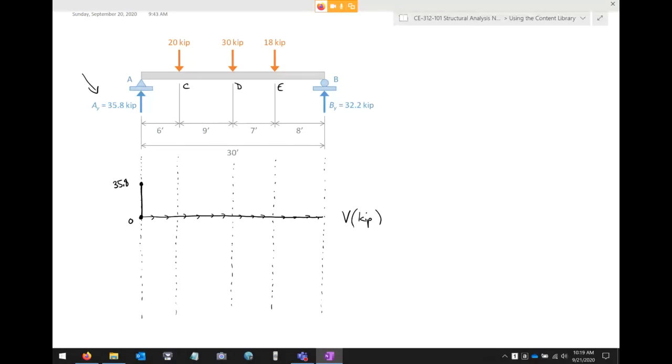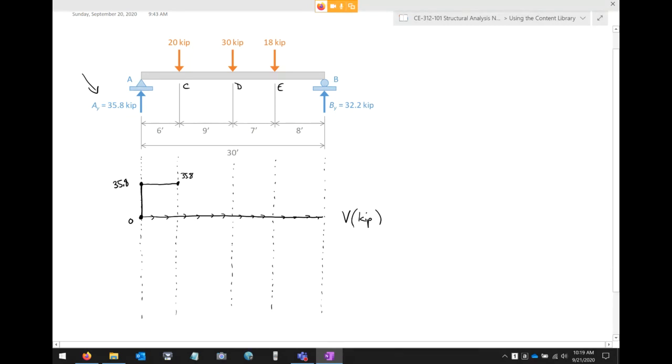Now, whatever I draw on the shear diagram, the slope of the shear diagram is equal to the magnitude of the load diagram. So I look between A and C, and I see nothing. How do I draw a line with a slope of nothing? What does a line with a 0 slope look like? It's just flat, horizontal. So from A to C, horizontal. This is 35.8 still.